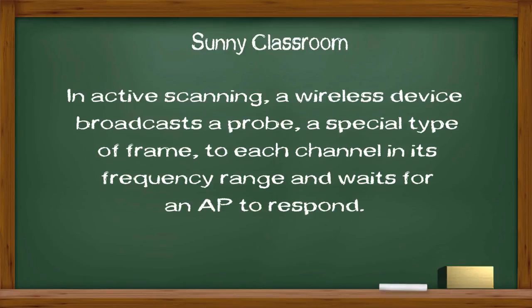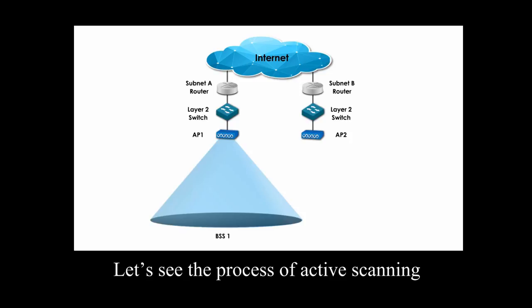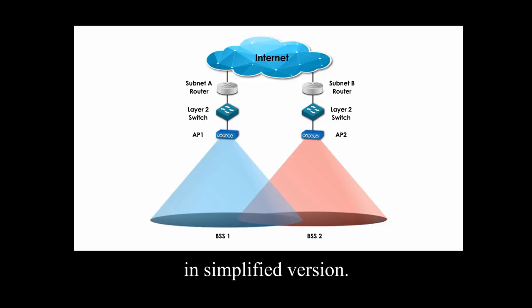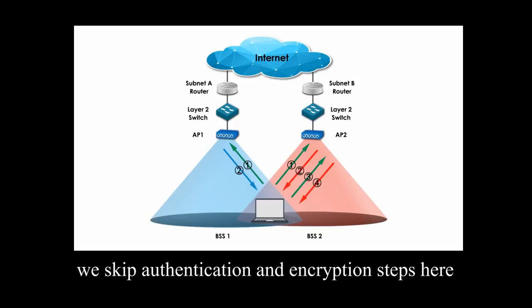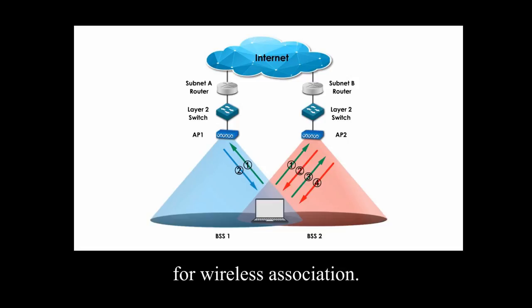In active scanning, a wireless device broadcasts a probe, a special type of frame, to each channel in its frequency range and waits for the AP to respond. Active scanning means the wireless device or client initiates the search effort. Let's see the process of active scanning in a simplified version. We skip authentication and encryption steps here simply to focus on the active scanning method for wireless association.